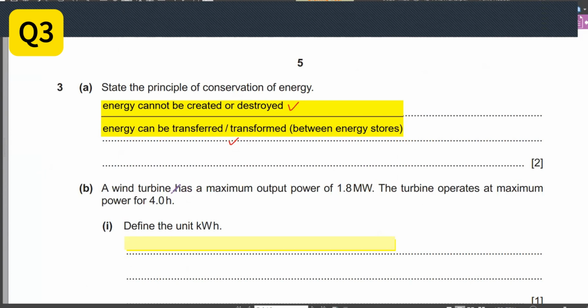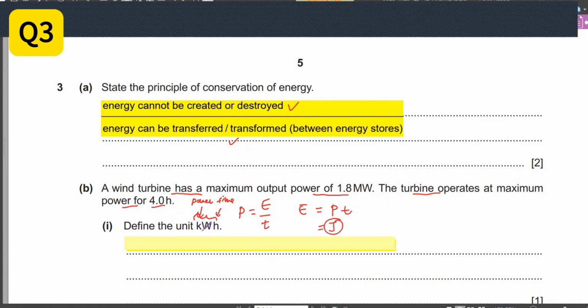Next question. A wind turbine has a maximum output power of 1.8 megawatts. The turbine operates at maximum power for 4 hours. Define the unit kilowatt hours. This kilowatt hour is actually energy. Power equals energy divided by time, so energy equals power multiplied by time. Here power is the kilowatt and the hour is the time. Normally, power multiplied by time, the unit is joule.